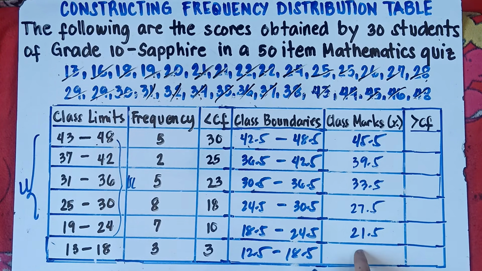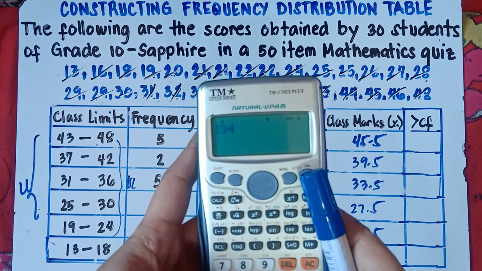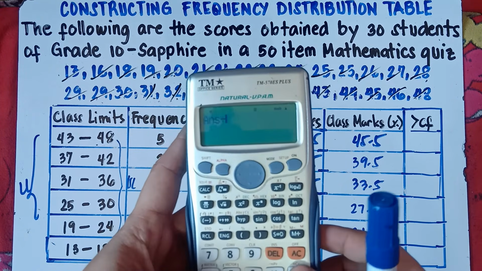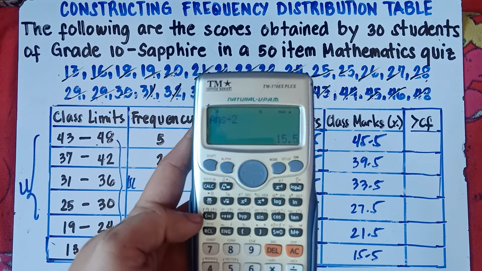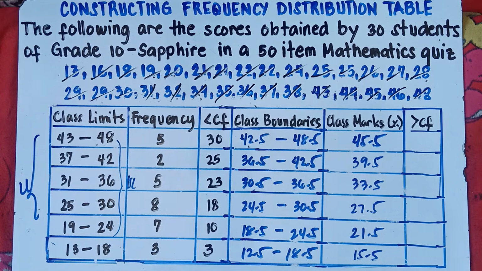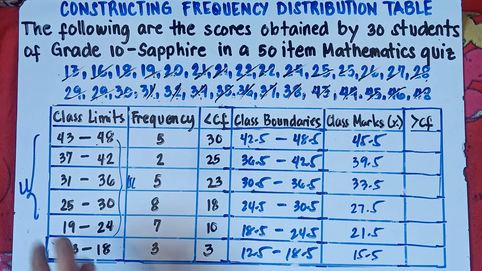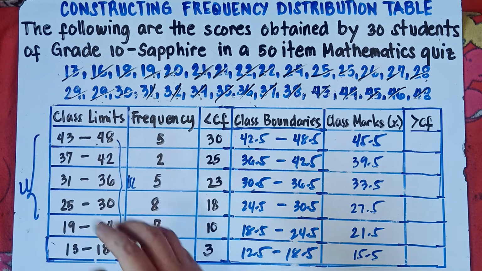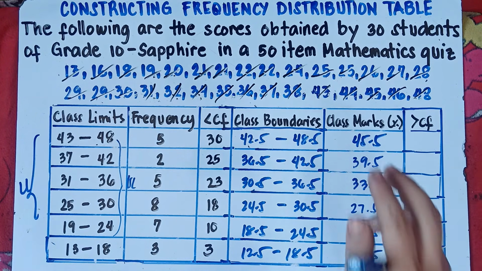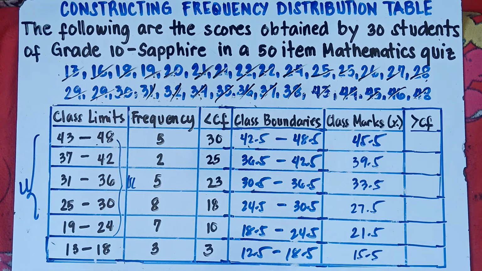And then this one, 21.5 minus 6, this will be 15.5. So let's check. 13 plus 18. Then divide by 2. Let's check if we get 15.5. 13 plus 18. Divide by 2. That would be 15.5. And you're done. So once again, to get class marks, add the lower limit and upper limit, then divide it by 2. Because class marks is the midpoint.